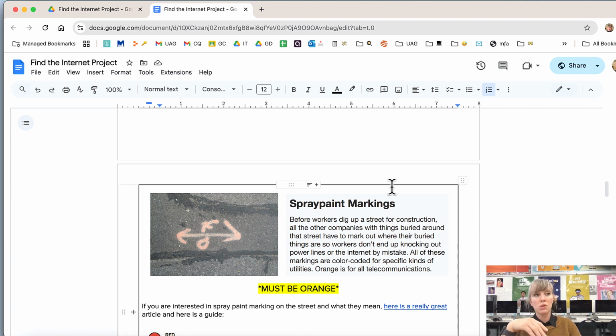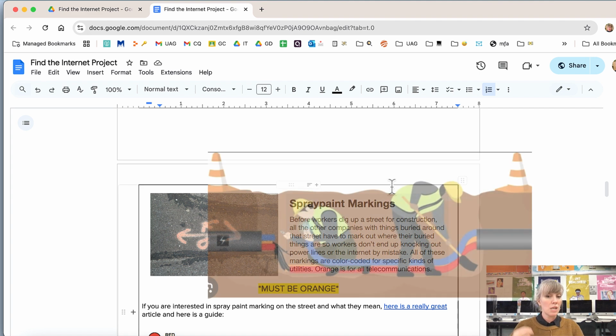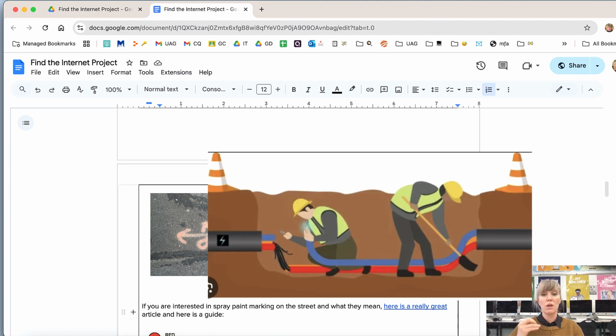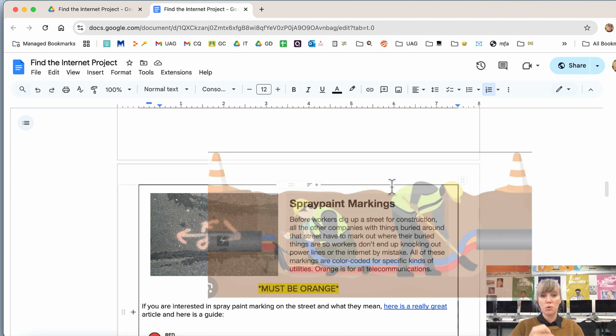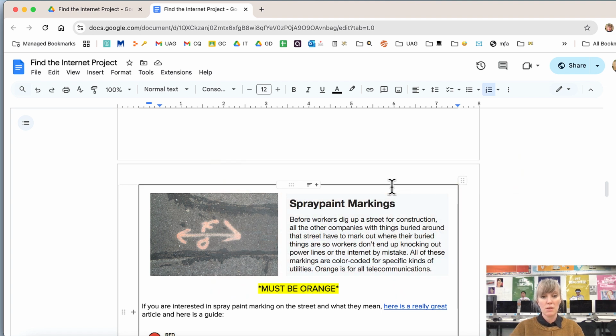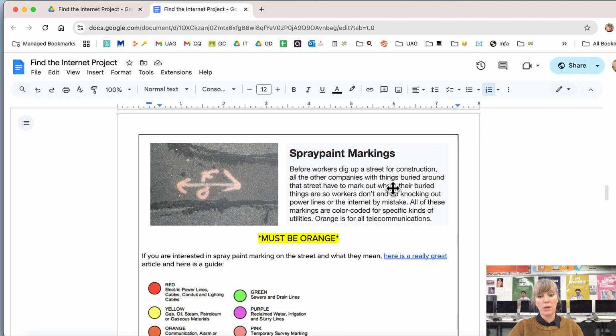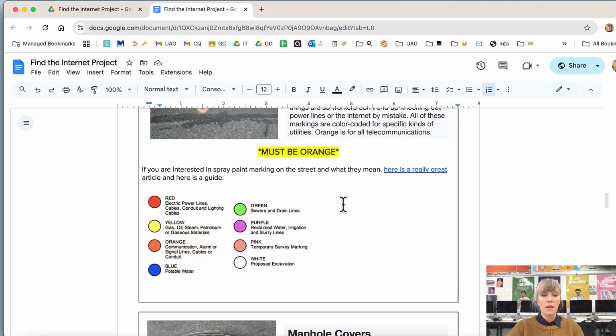They mark them so that construction workers don't cut through these lines, but they are showing you where the physical internet is around the city, and that's what we're looking for. We're looking for signs of the wires that bring the internet to your devices around the city. So the orange markers can be one of those, okay?